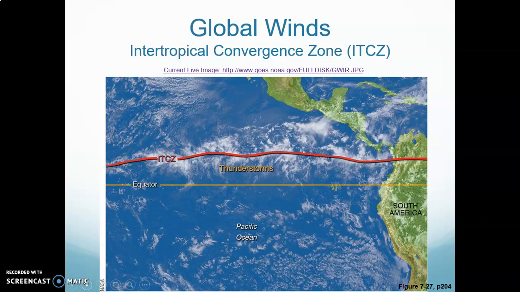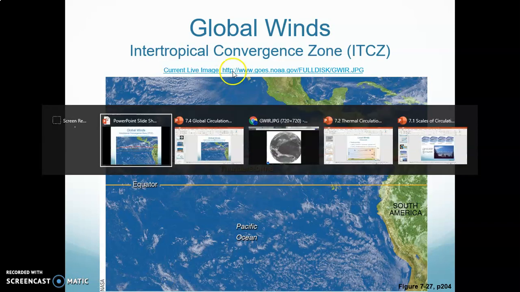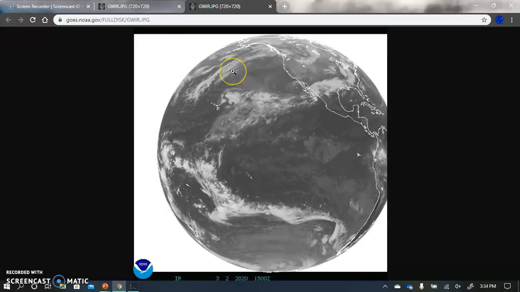Here is a figure from your textbook showing the ITCZ, the Intertropical Convergence Zone. Basically, you see a big line of thunderstorms. Let's see if we can see this current live image here. Here we go. Got it. Unfortunately, right now, we don't see much of an intertropical convergence zone. It's kind of not there right now. Usually we get some.